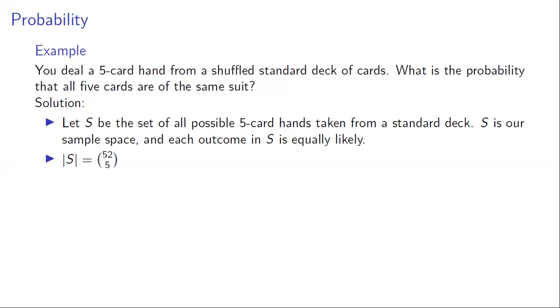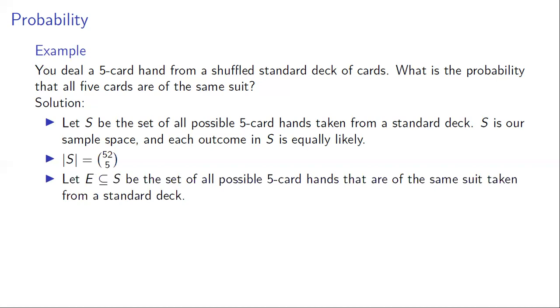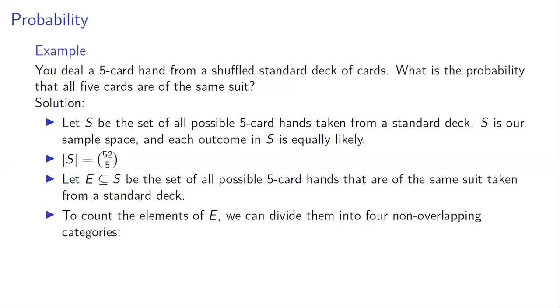Now we're going to define our event. Let E, which is a subset of S, be the set of all possible 5-card hands that are of the same suit taken from a standard deck. Now we have to ask, what is the cardinality of E?